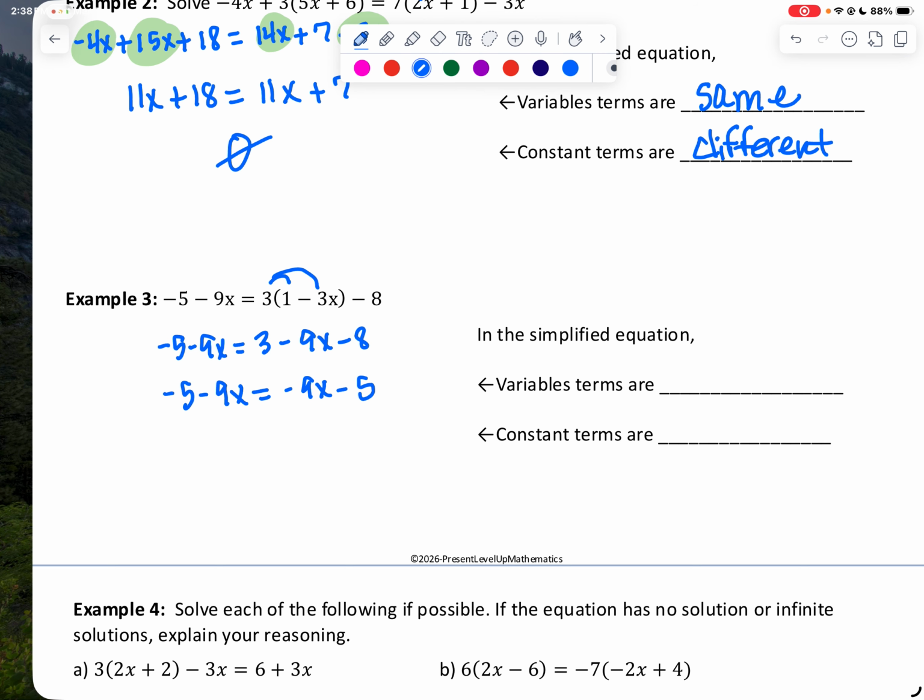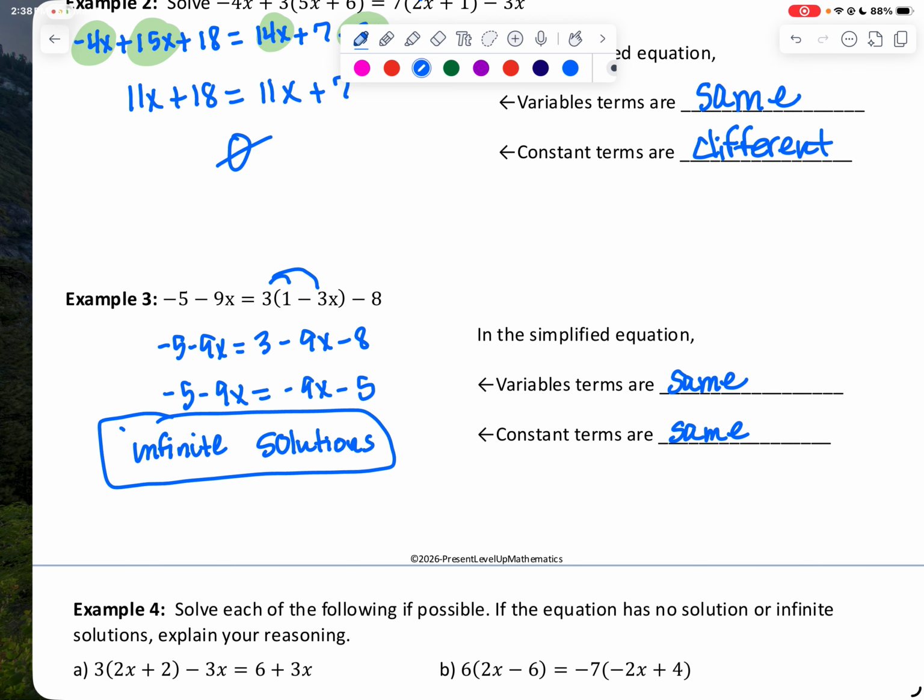In this simplified equation, the variable terms are the same. The constant terms are also the same. So when this happens, we have an infinite number of solutions. Infinite number of solutions.